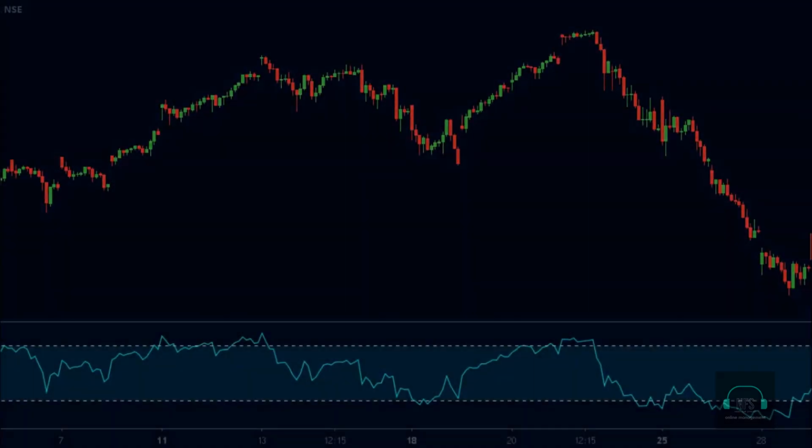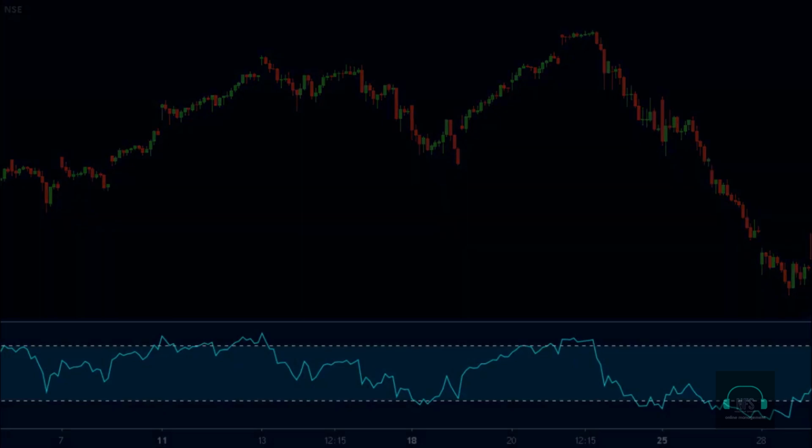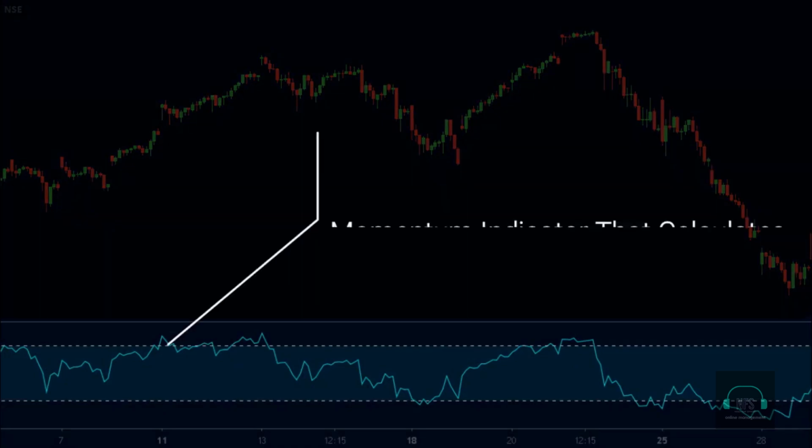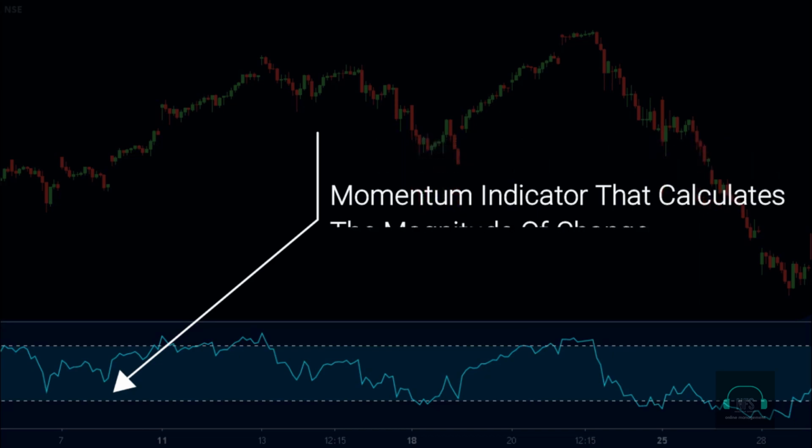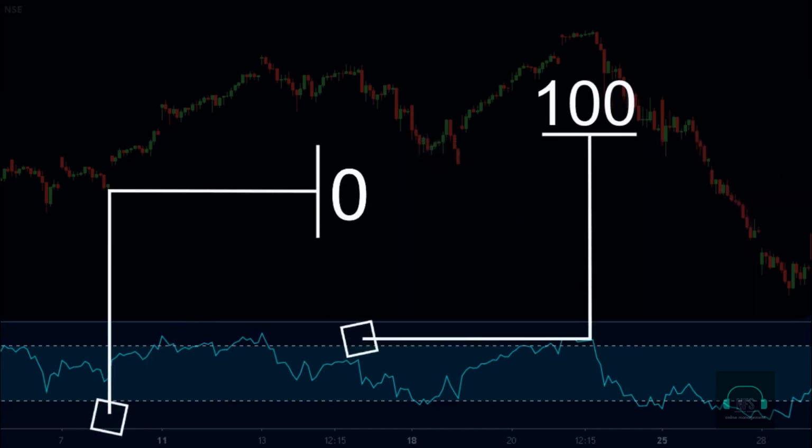The relative strength index is often regarded as one of the most useful indicators in technical analysis. It is a momentum indicator that calculates the magnitude of change in the recent price. The value of the RSI moves between 0 and 100.